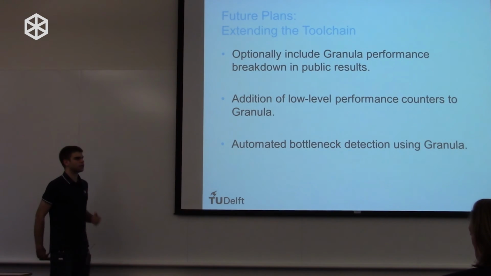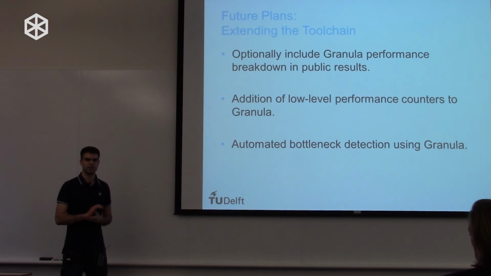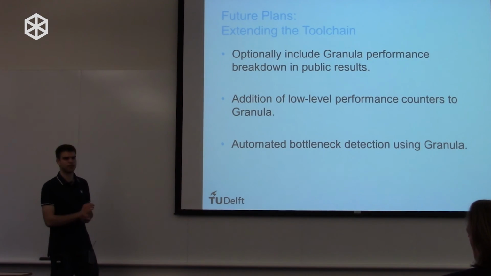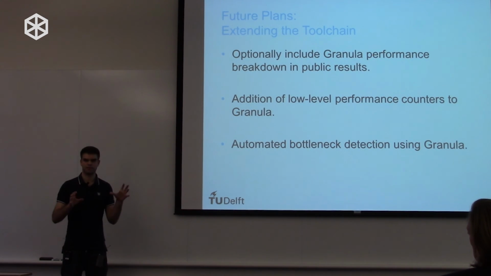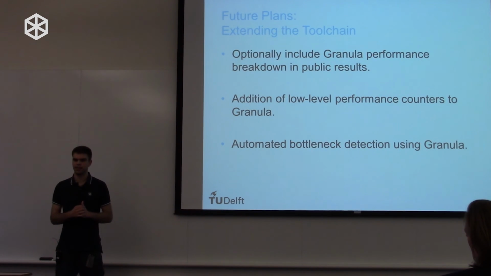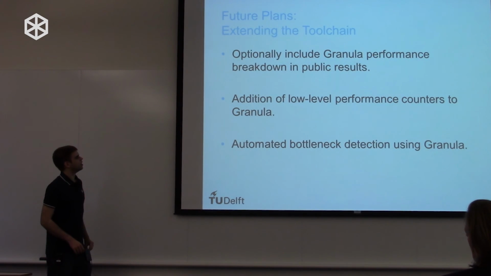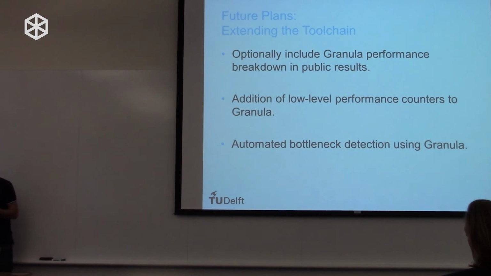And finally, we want to extend this tool chain, in particular in the direction where Granula is heading. One of the things we're working on is adding more detailed performance characteristics, for example low-level hardware counters. We could include some sort of automated bottleneck detection: if we have a detailed model and the utilization characteristics, then we might be able to identify bottlenecks automatically in your system across these different experiments. But this is all still ongoing work and not going to happen in the next week.